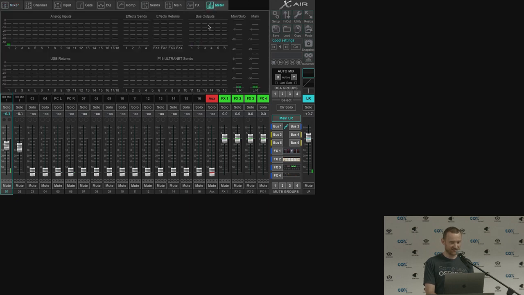And so if you're seeing signal coming out of the two bus outputs, which is what's being sent to the PC, then you know that the problem is probably not with the mixer.